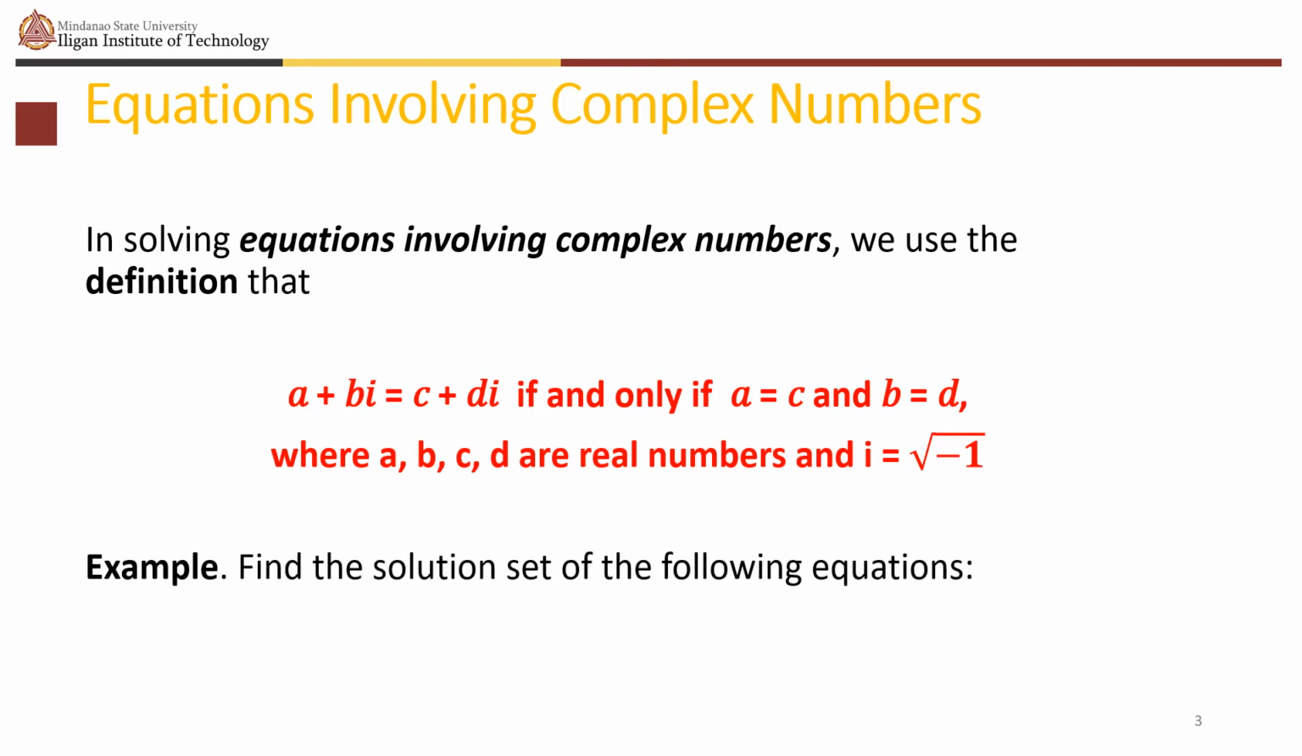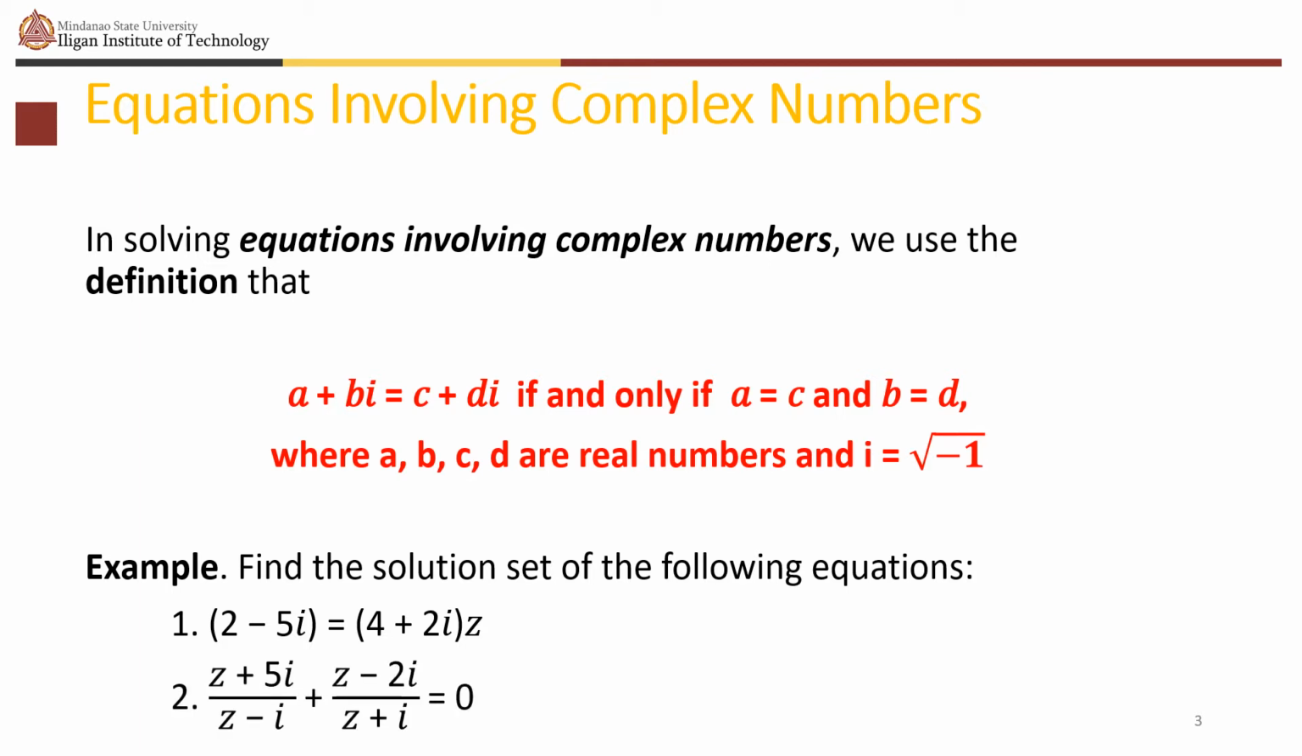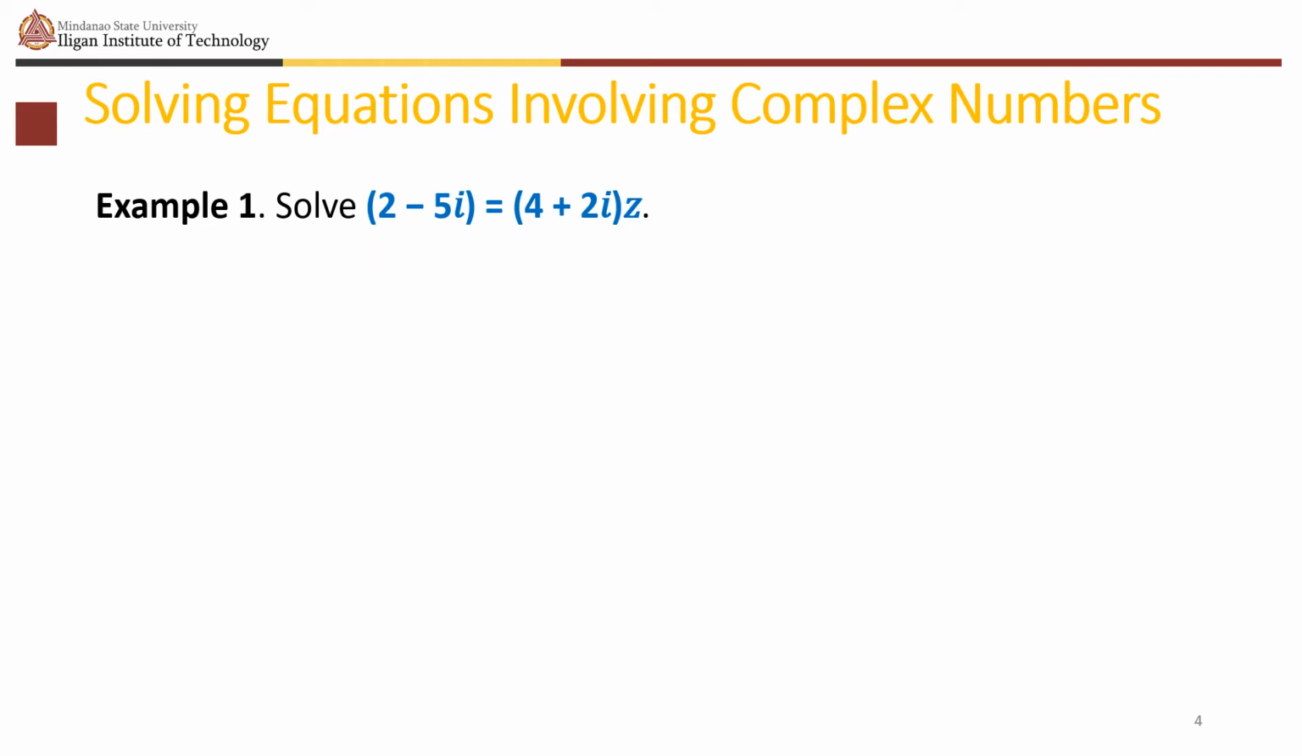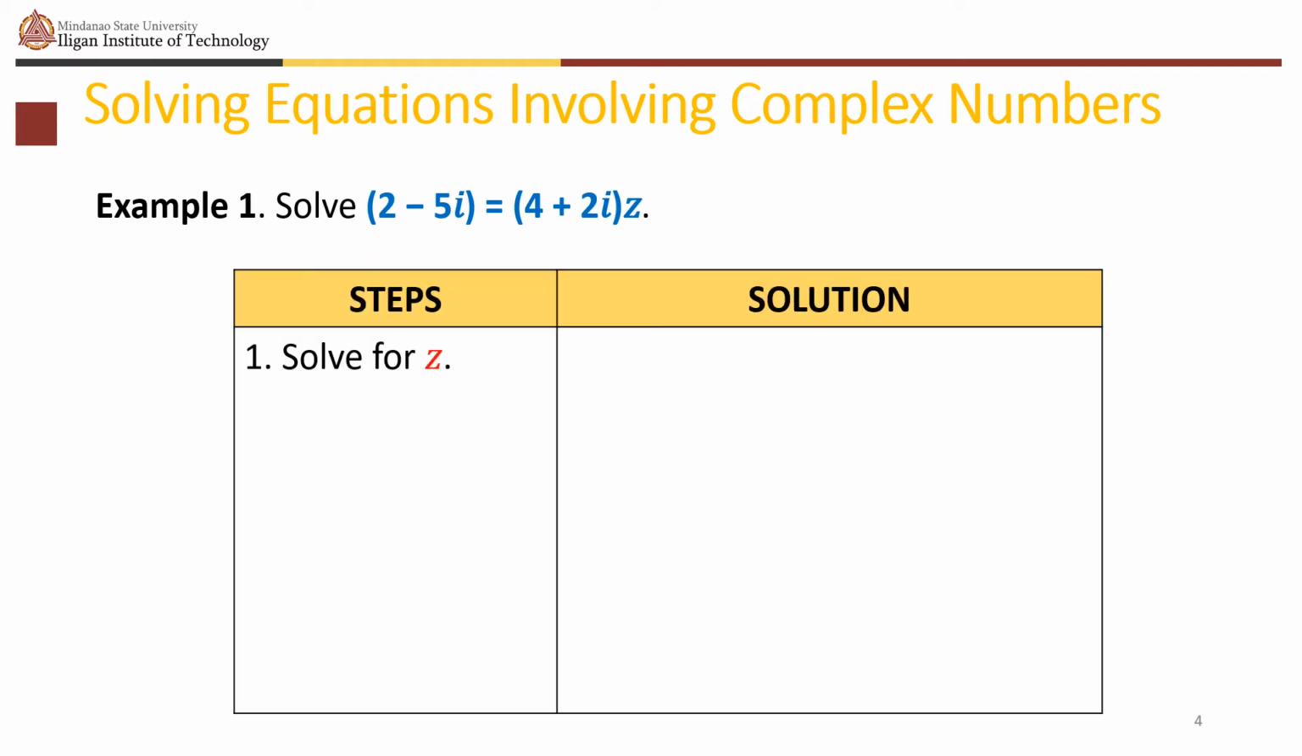Example: find the solution set of the following equations. Number 1: 2 minus 5i equals the quantity 4 plus 2i times z. Number 2: z plus 5i over z minus i, plus z minus 2i over z plus i, is equal to 0. So let us solve example number 1.